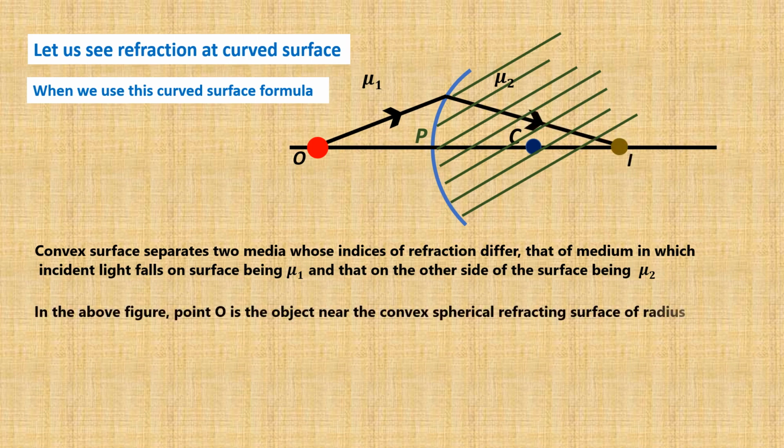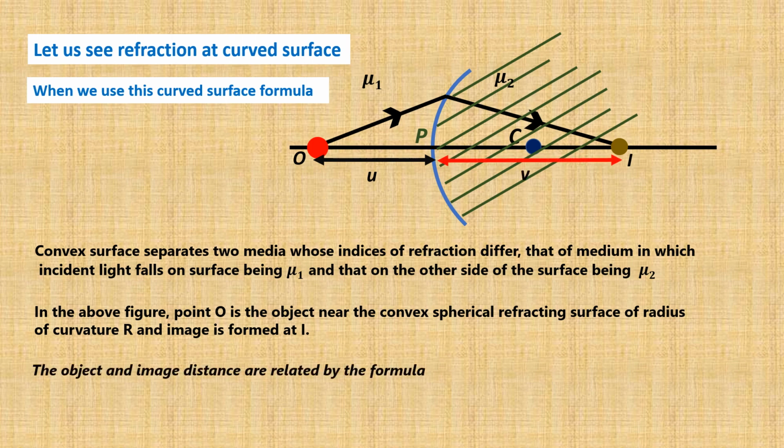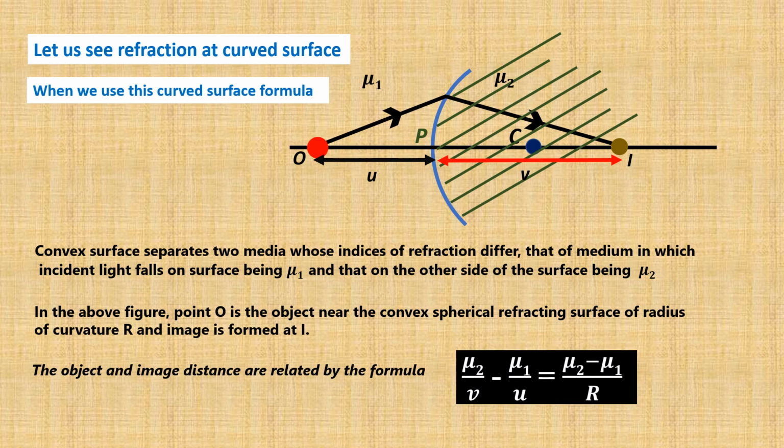In the above figure, point O is the object near the convex spherical refracting surface of radius of curvature r, and image is formed at I. U is the object distance and V is the image distance. The object and image distance are related by the formula mu2 by V minus mu1 by U is equal to mu2 minus mu1 by R. This is known as curved surface formula. Now let us see the problem.